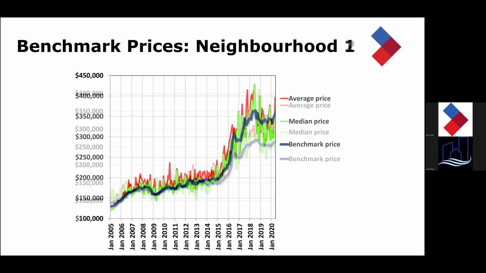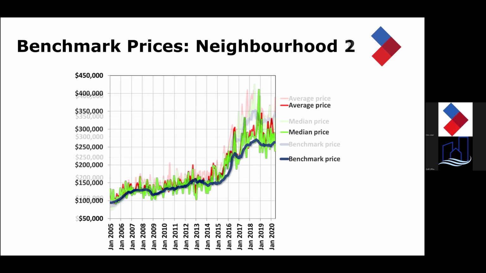And if we move to a neighborhood that has even fewer sales, we see even more volatility introduced to the average and median prices, which are now rising and falling by up to 80% in some months. Now, this isn't reflective of what's really happening with prices in this market at any given time, but without looking at the benchmark price, the real price trends are obscured by all of that massive volatility.